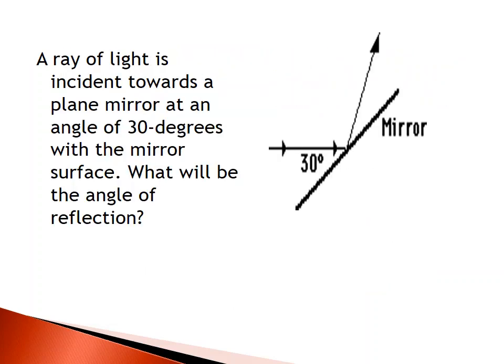So a ray of light is incident towards a plane mirror at an angle of 30 degrees with the mirror surface. What will be the angle of reflection? If you said 30 degrees, that would be incorrect.